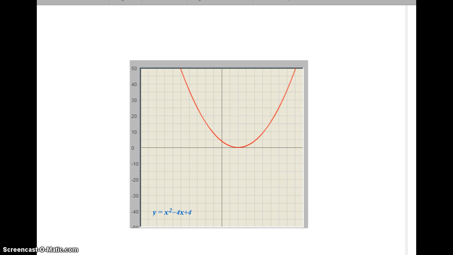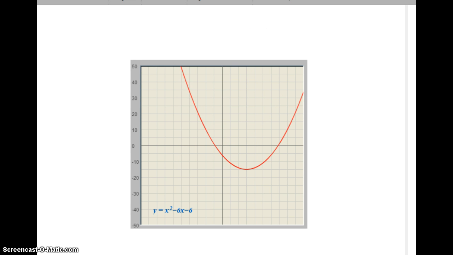So the zero of a function is when my graph touches where y equals 0. So the zero of this function is x equals 2. Or you can write (2, 0). Okay, so the zero of a function is where the graph reaches y equals 0. In this case, it reaches it once.